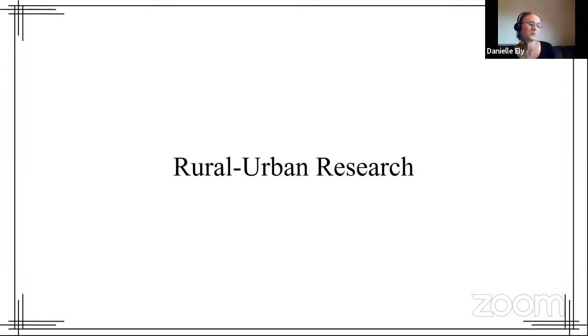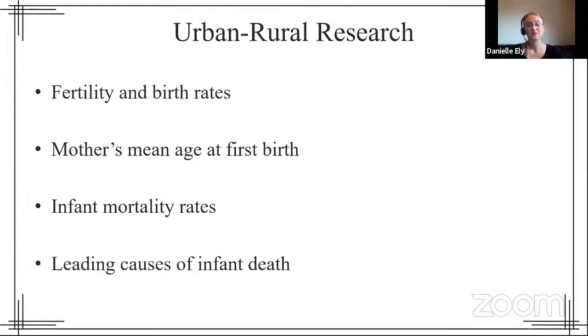The following slides show results from research focusing on maternal residence at birth as rural or urban, and maternal characteristics and birth outcomes. The examples I'm going to give you focus on fertility rates and birth rates, the mother's mean age at first birth, general infant mortality and by race and Hispanic origin, and leading causes of infant death.